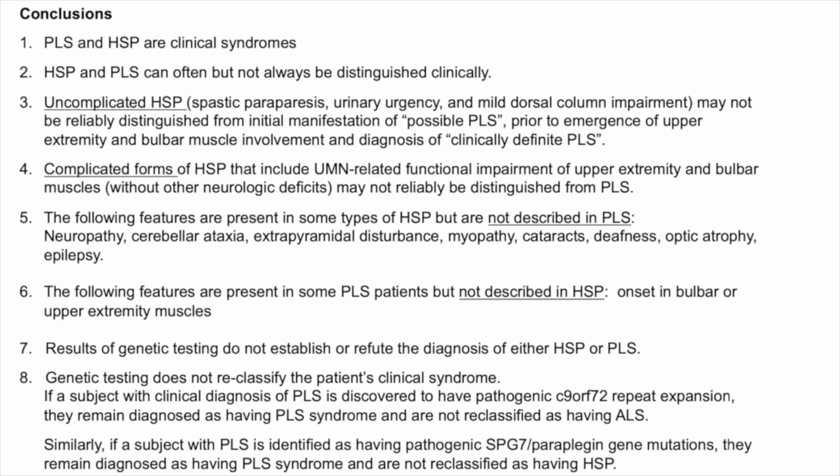Now, also, the degree of lower motor neuron involvement. It's very common, late, and mild in PLS. And when it happens in HSP, it's usually more prominent and symmetric and insidiously progressive, like a distal motor neuropathy. But that kind of lower motor neuron involvement is not typical of PLS. Okay.